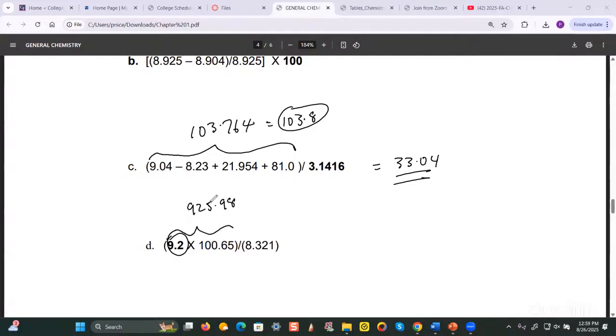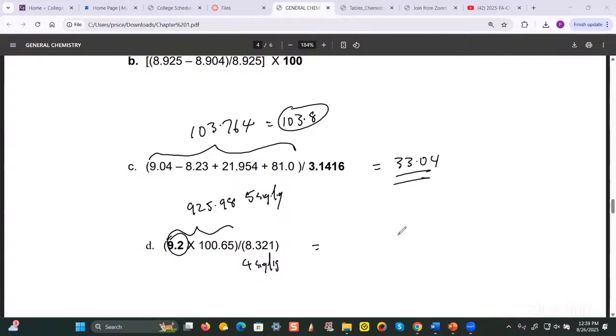So the next step is what? Now that we have this number here, which is 5 sig figs, what do we do next? Divide by 8.321. Exactly. Now here we have to round off because we have 5 sig figs here and we have 4 sig figs here, right? So how would you round off your answer? You round off to what? Well, how many sig figs? That's what I meant to ask. 4 sig figs. All right.